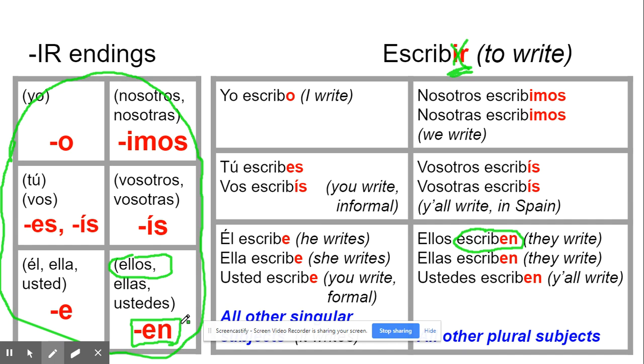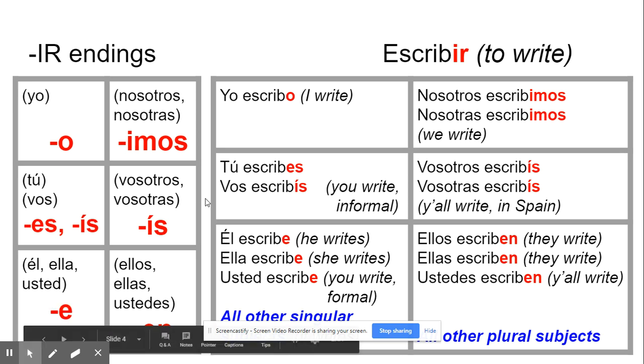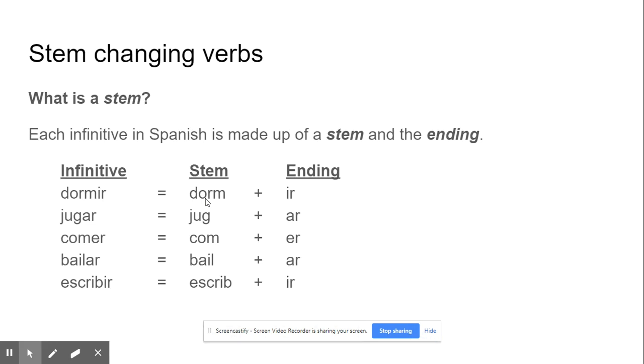That only matches with ellos, ellas, or ustedes. So I hope that was a helpful review of our present tense verbs. Now I want you guys to see a little bit how this is going to be used with stem changing verbs. But before we talk about that, let's first talk about what does stem changing verbs even mean?